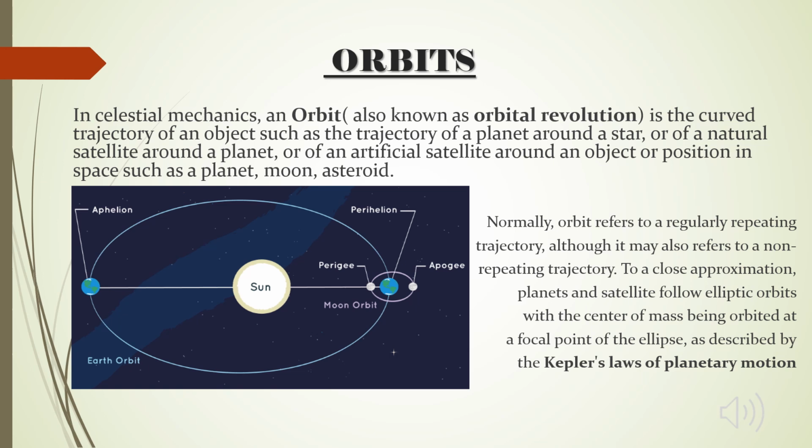To a close approximation, planets and satellites follow elliptic orbits. Elliptic orbits are oval-shaped orbits or elongated circles. This is due to the gravitational interactions around the Sun, planets, and other outer space objects.